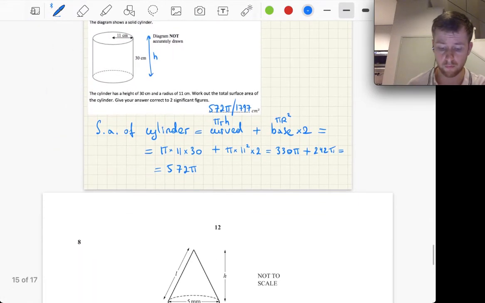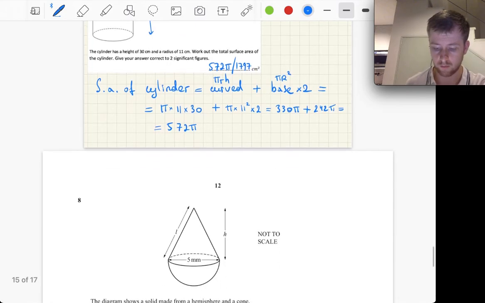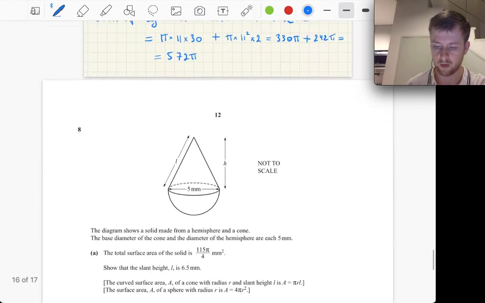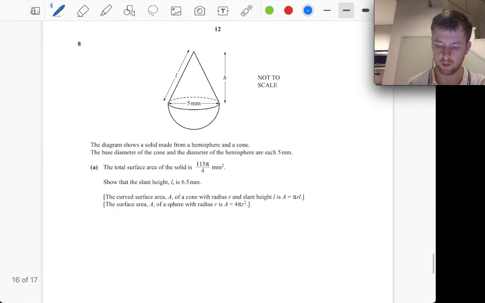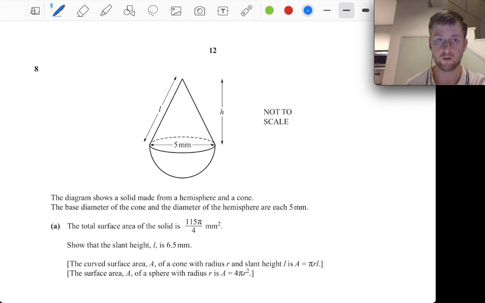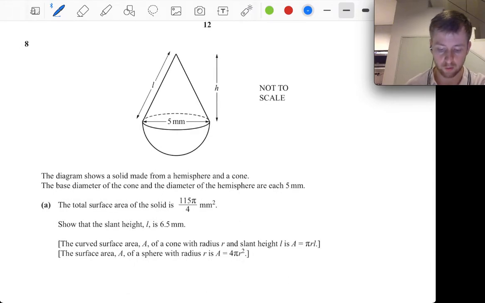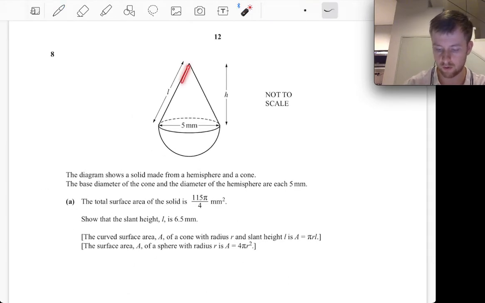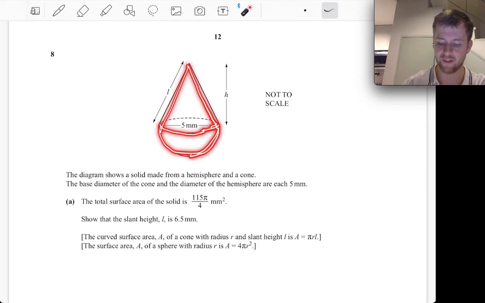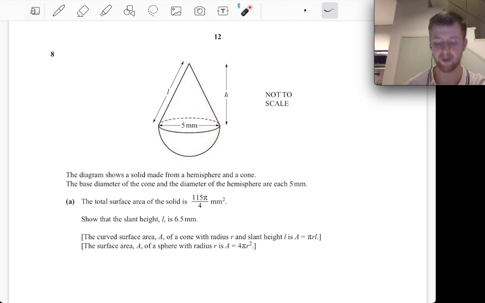Okay, and finally, for the last one, I prepared for the dessert. I prepared like a pretty challenging IGCSE past paper question, again about surface area. So let's try and work this out. The diagram shows a solid made from a hemisphere and a cone. So you see there's two shapes in here. This is the cone part, and this is the hemisphere, which is half sphere part.